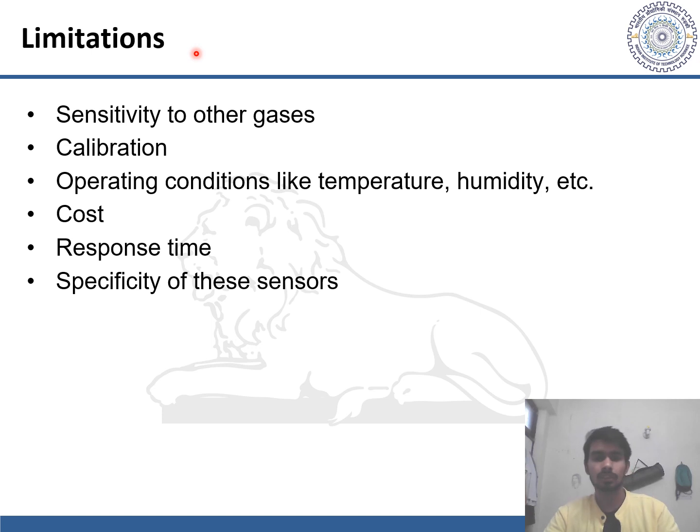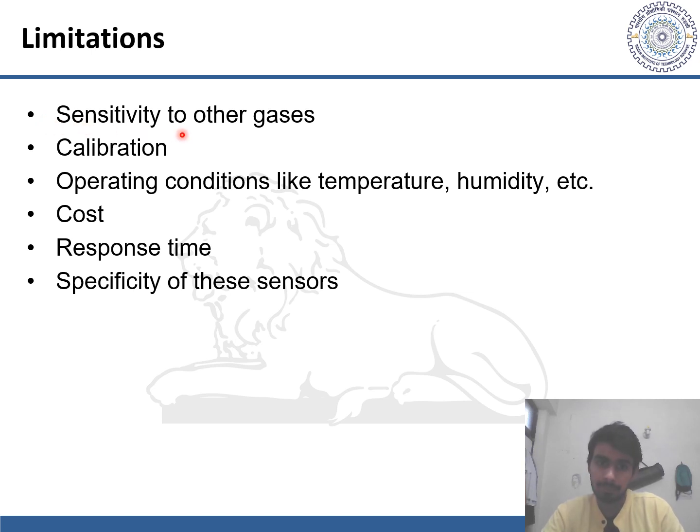Now coming to the limitations of gas sensors. First is sensitivity to other gases. I mean, our sensor can detect multiple gases if it is sensitive to many gases, not just the gas we are interested in. So this will give the increased concentration. This will not give accurate results.